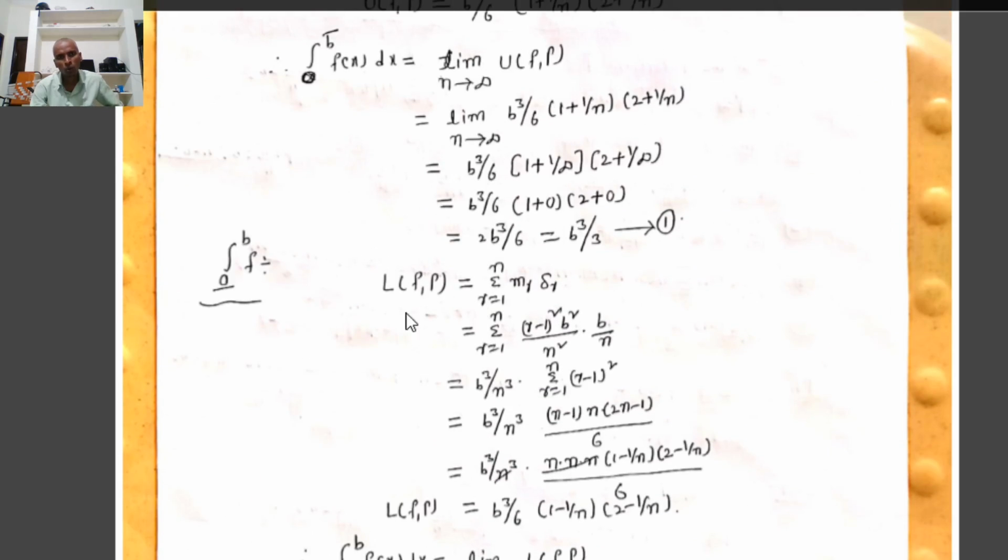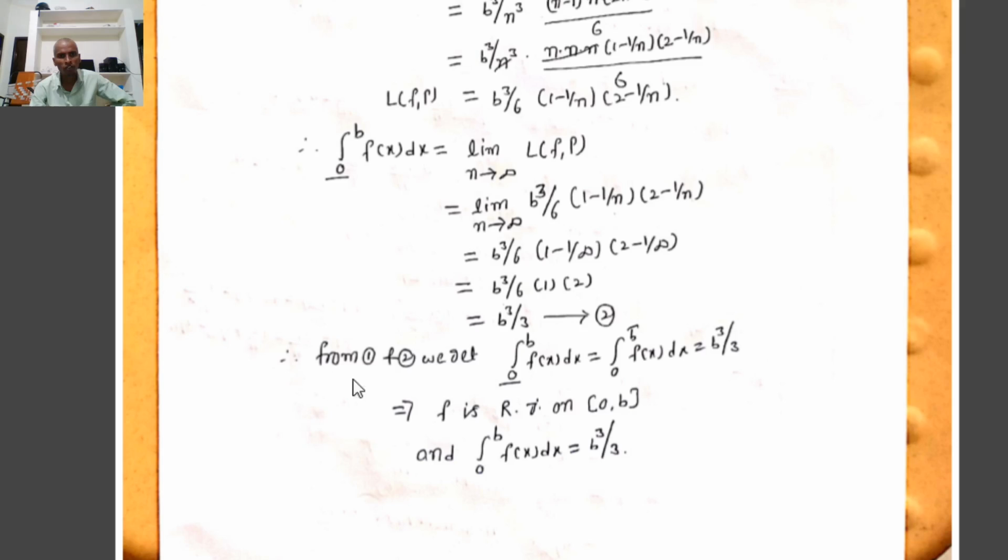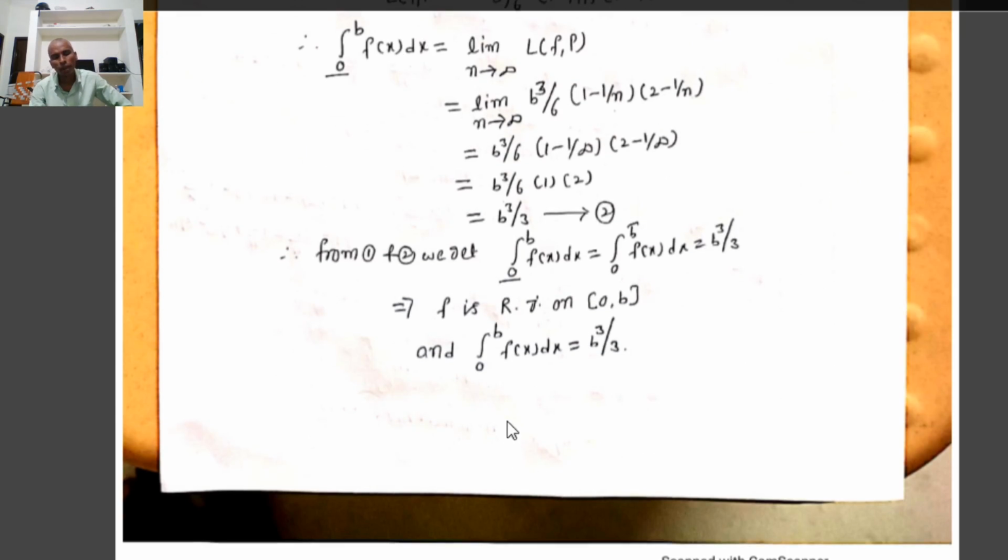Therefore from 1, the upper Riemann integration from 0 to b of f of x dx equals b cube by 3. From 2, the lower Riemann integration from 0 to b of f of x dx equals b cube by 3. Both are equal. So lower Riemann integration equals upper Riemann integration equals b cube by 3; lower and upper Riemann integrals exist and both are equal, that implies f is Riemann integrable on the closed interval 0 comma b, and the integration from 0 to b of f of x dx equals b cube by 3.